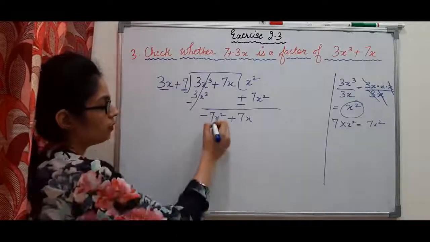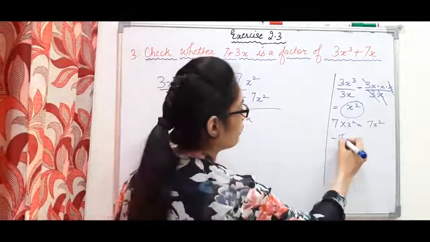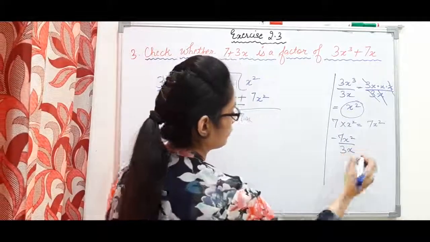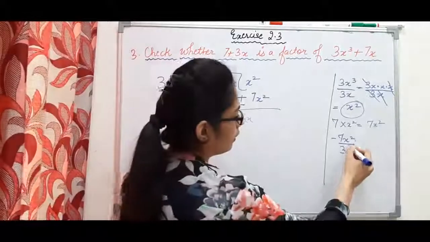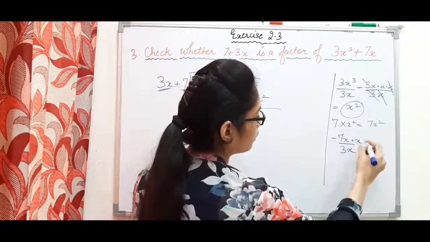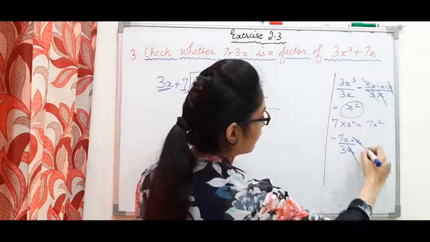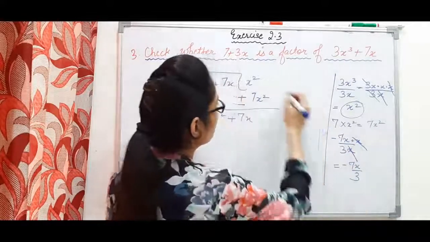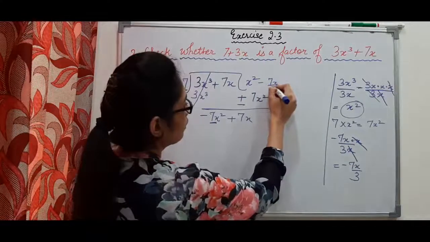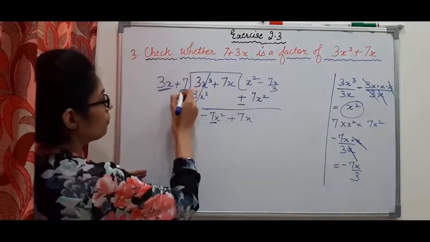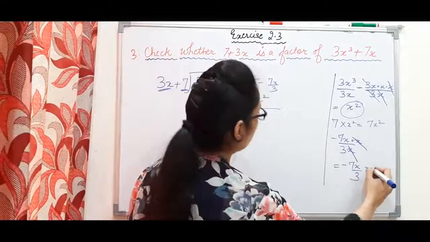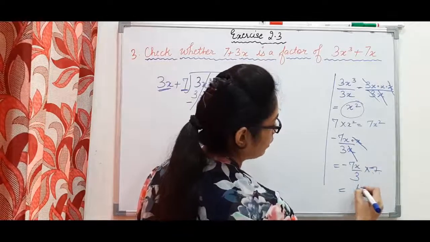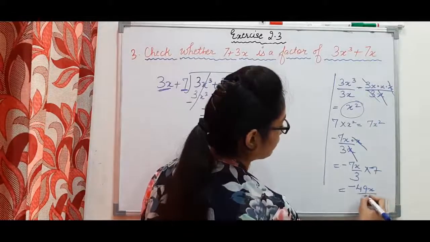Now same process again, minus 7x square I will write here, and this 3x I will write here. I will divide it. So x square means x into x, so one x will get cancelled with the x, and I am left with minus 7x by 3. This I have to write here, minus 7x by 3. So with this number I have to multiply this into 7. So 7 into 7 is 49, minus sign, and x I have to write as it is, by 3.